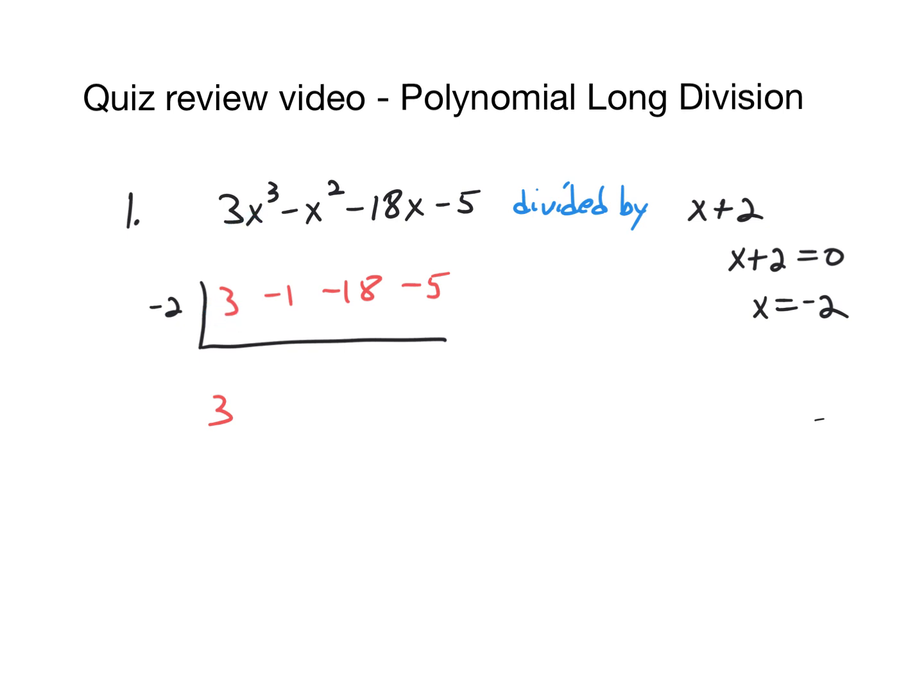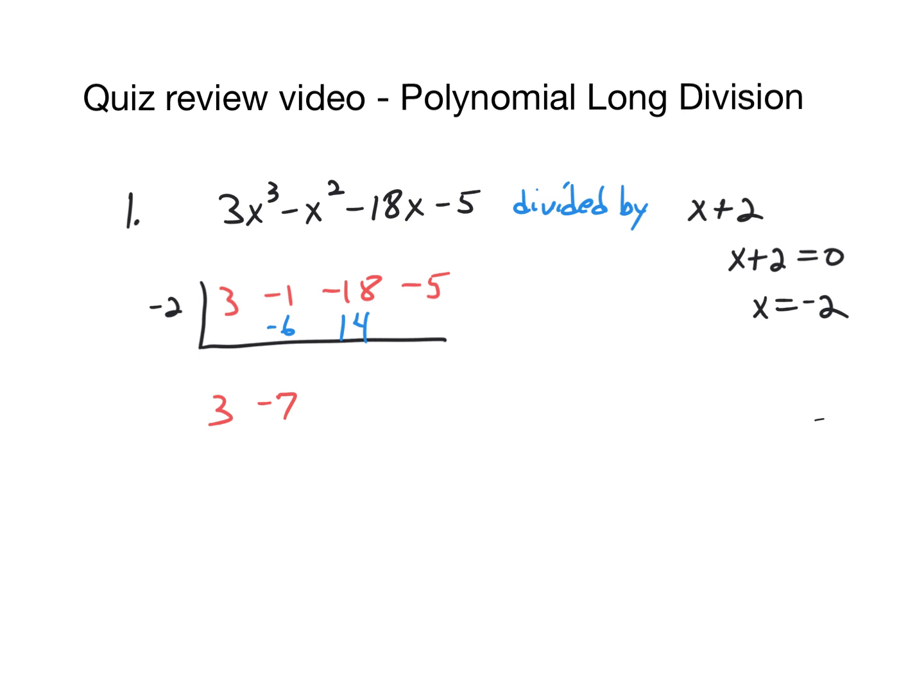Now, once you bring down that first coefficient, you multiply this negative 2 times this 3. Negative 2 times 3 is negative 6, so that would be negative 6 here. Now you need to combine these two. A negative 1 and a negative 6 is negative 7. Now again, you go back to multiplying. Negative 2 times negative 7 is positive 14, so we're going to end up with positive 14 here.